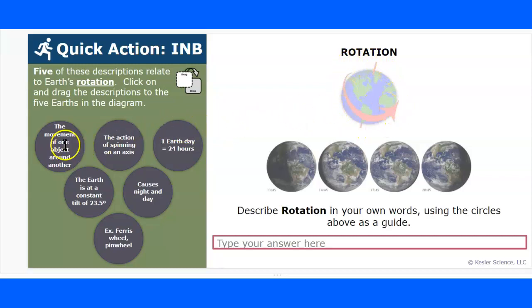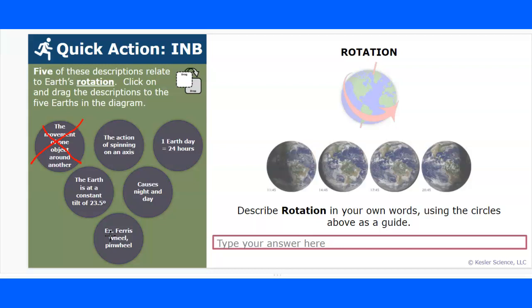So is the movement of one object around another spinning? The answer is no. The action of spinning on axis? Yes. 1 Earth day equals 24 hours. So as Earth spins around the axis, it takes us 24 hours. So yes, the Earth is at a constant tilt of 23.5 degrees. Okay, we're going to come back to that one. Causes night and day? Yes. And then example, Ferris wheel or pinwheel.